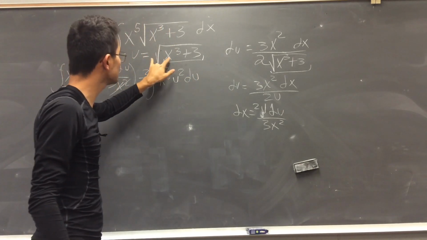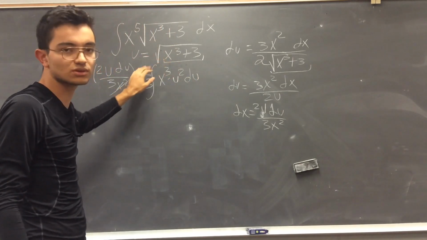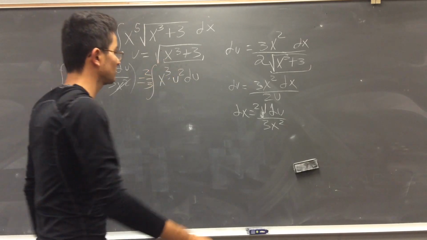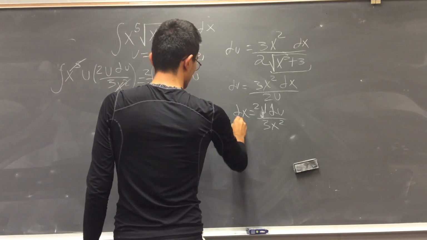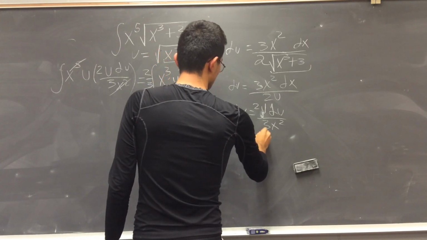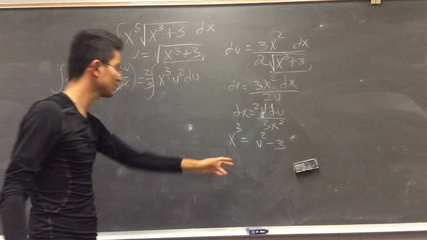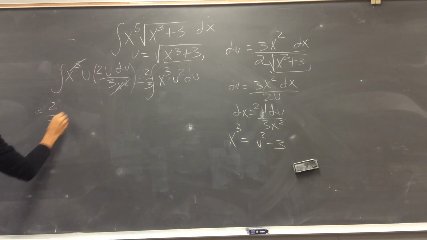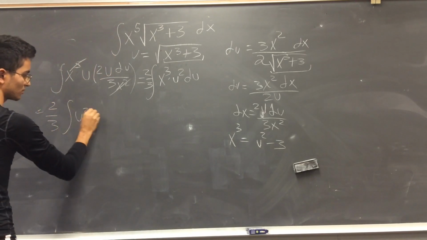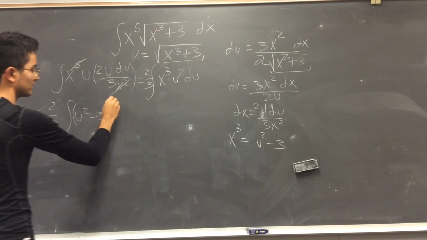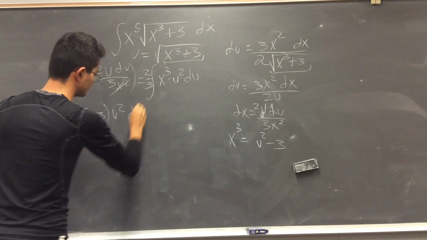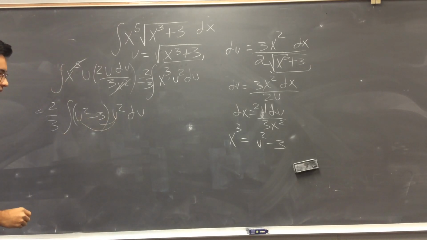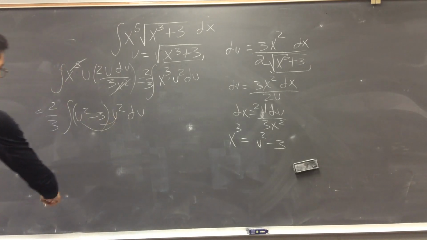Now we just have to find what x to the power of 3 is. And as you can see, in the u substitution that we made, we can actually solve for x cubed. So x cubed is just u squared minus 3. Okay, so we can substitute that in there. So we have 2/3 times the integral of u squared minus 3 times u squared du. And then we can spread that out and see what we get.